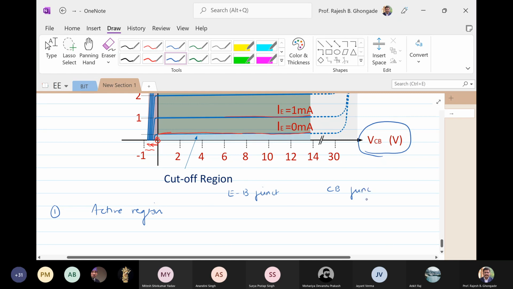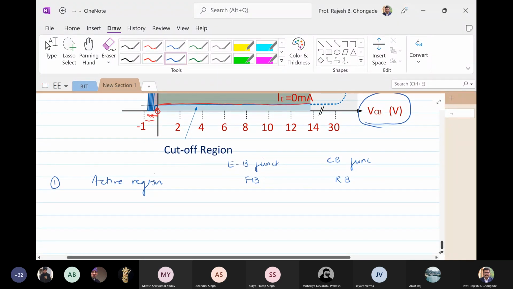When emitter base junction is forward biased and collector base junction is reverse biased, we get the active region. कट ऑफ कहां पे मिलता है, कब मिलता है कट ऑफ? When emitter base junction is reverse biased and collector base junction is also reverse biased.